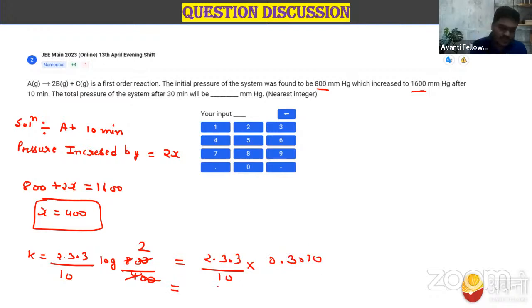Okay, so quickly solve, what answer will come. As you solve this you'll get the answer. Okay, how much is it coming, k is equal to 2.303 upon 10. So this is after the 10 minutes. Rate constant can be found after 10 minutes.